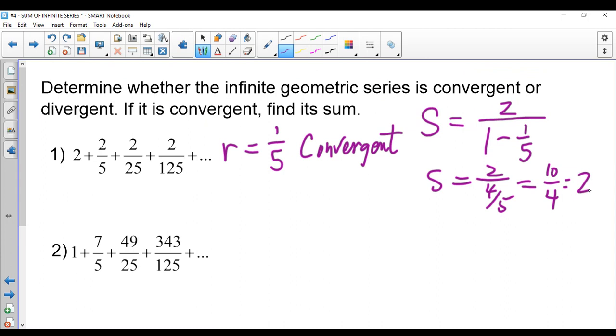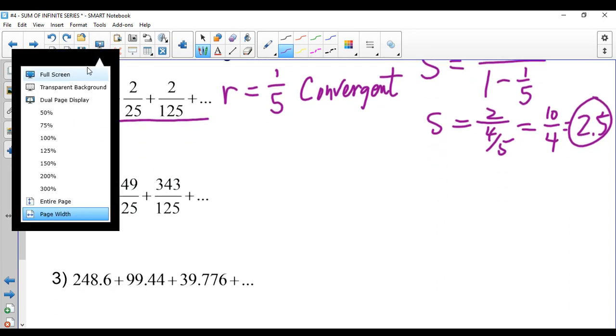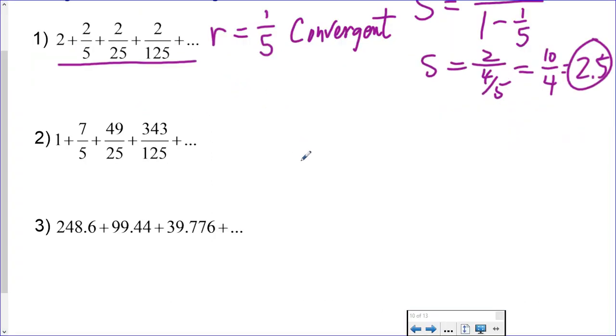So we get 2.5. So that's the sum of that infinite series, 2.5. Right. If you want, you can, again, pause it and do these next two to see if you can do them on your own. So again, if it's going to be either convergent or divergent, it has to be a geometric series with a common ratio in between -1 and 1.